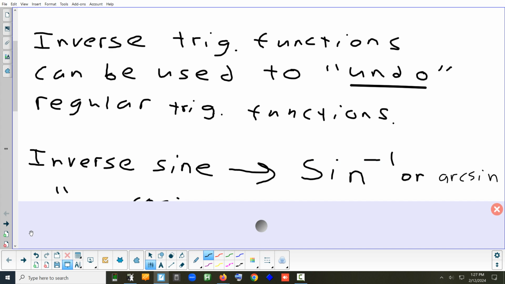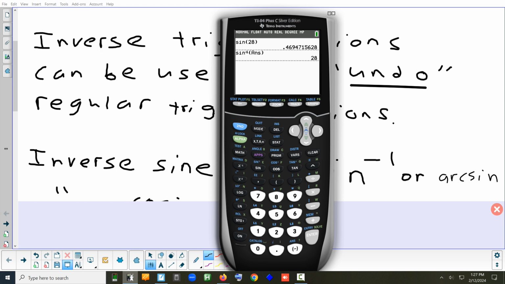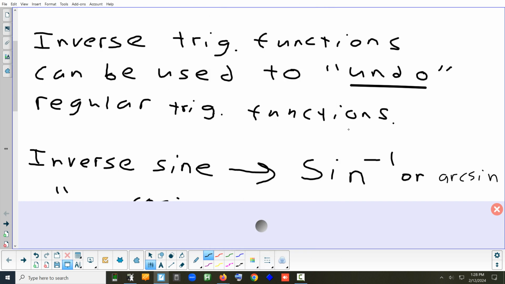Usually you don't see the word inverse sine written out. This is the symbol for inverse sine. It's the same symbol the calculator uses. It's a sine, and it has a -1 up a little bit higher. Now there is another way to write inverse sine, just a different word, and it's arc sine. It means the same thing as inverse sine. I would say most textbooks use that notation, but arc sine means exactly the same thing.